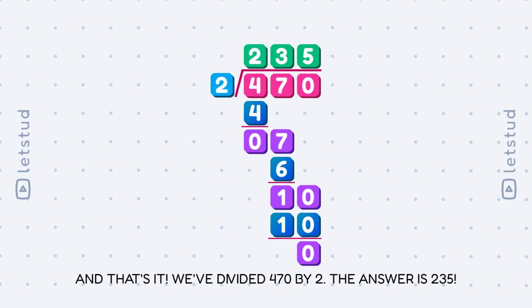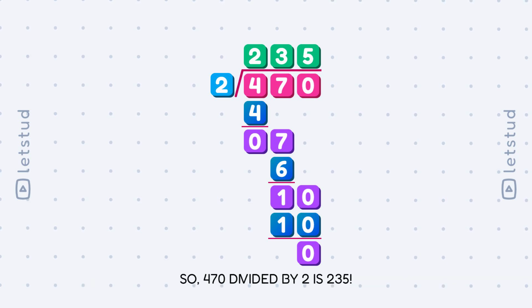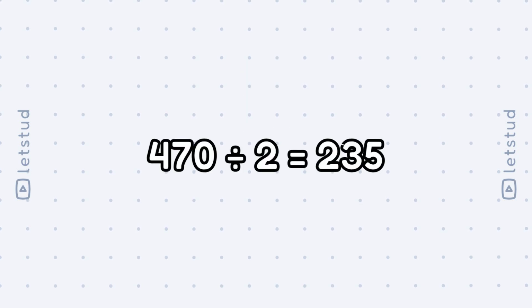And that's it, we've divided 470 by 2. The answer is 235. So 470 divided by 2 is 235. Great job, everyone! We just tackled long division together, breaking it down step by step. Remember, even big numbers can be divided with a little patience and practice.